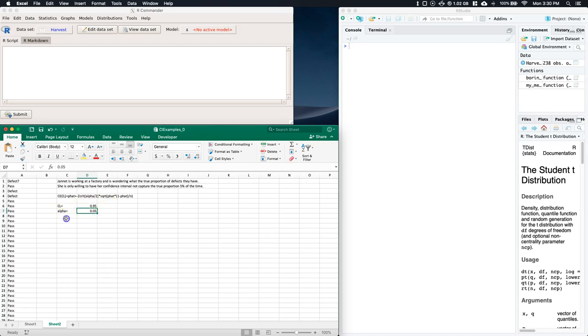Alpha is that, and let's do alpha divided by 2. Alpha divided by 2, and then we can just say alpha divided by 2.